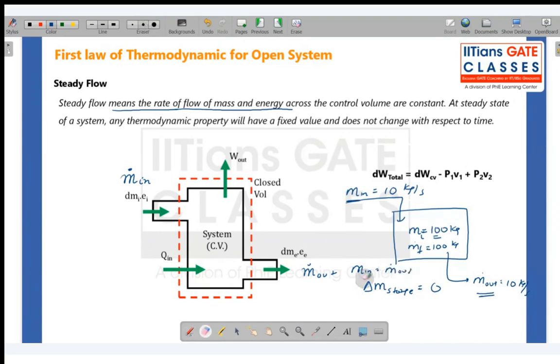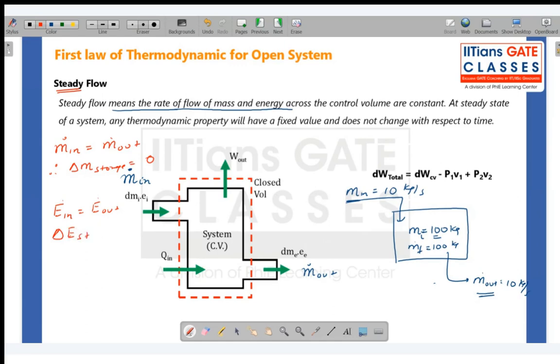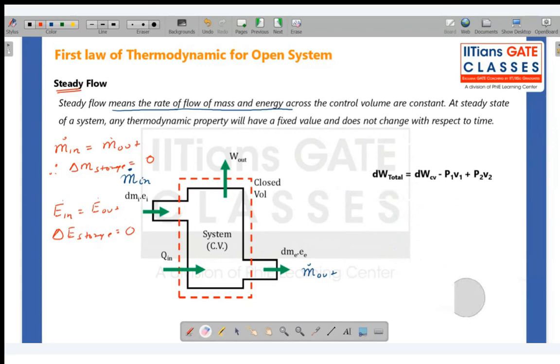Let me write this here, because I will drop this figure. So m dot in equals m dot out, this is the condition for steady flow, and therefore the change of mass inside the system, the storage, is equal to zero. The same thing happens with energy. Whatever energy is in is equal to energy out, and therefore the change in energy inside the system will be zero.